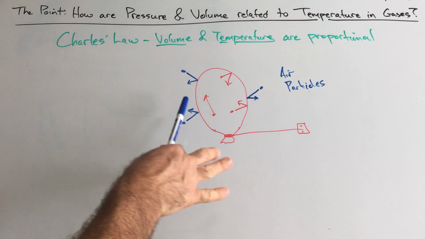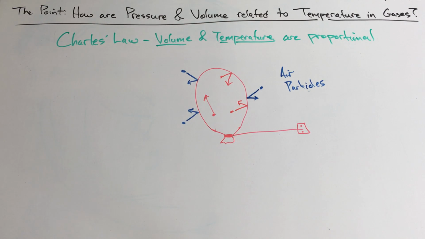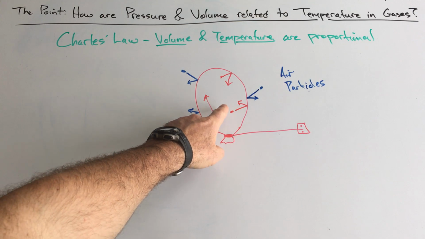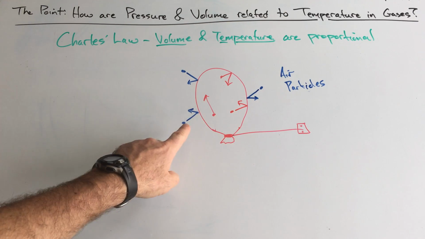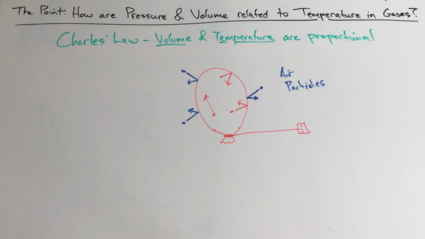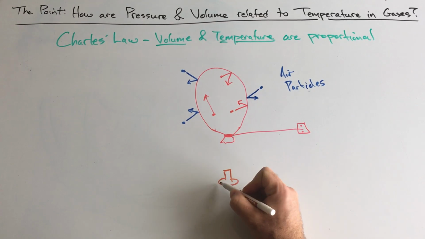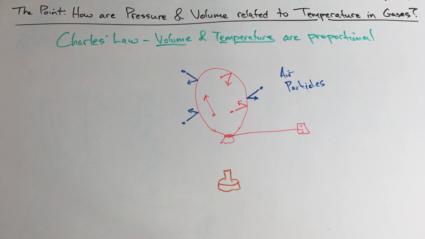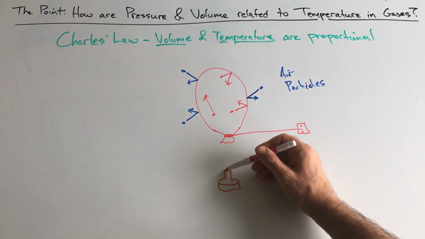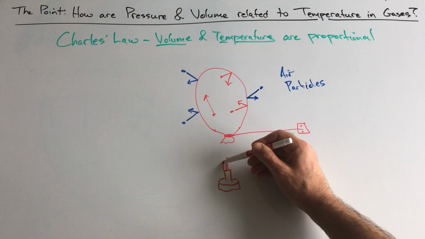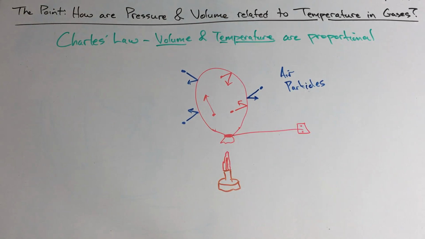So the size and the shape of the balloon is actually defined by the interactions between the particles inside the balloon and the particles outside the balloon. So now, again, if we put a poorly drawn Bunsen burner underneath, and we light it on fire, what's going to happen to my Kevlar rubber balloon?